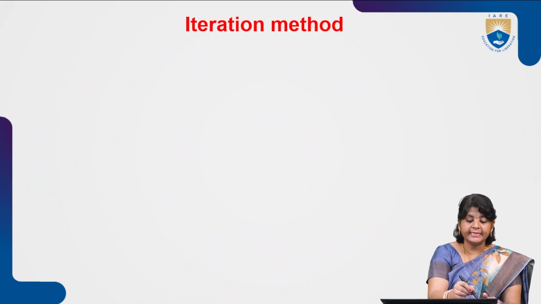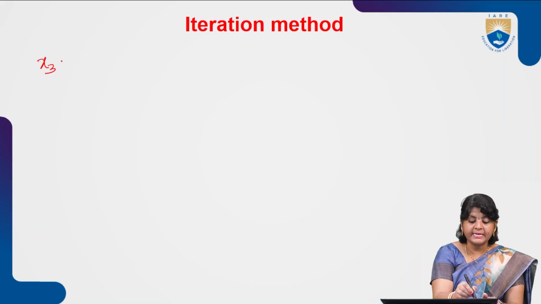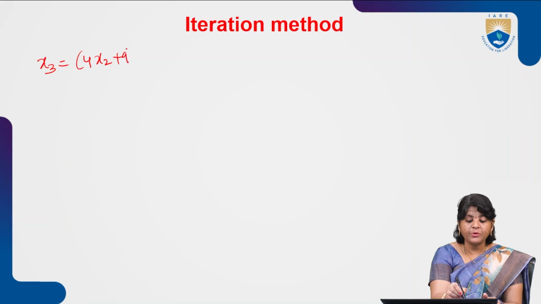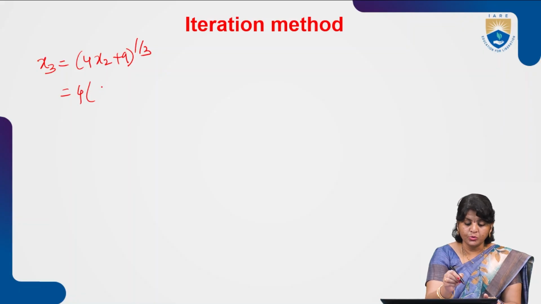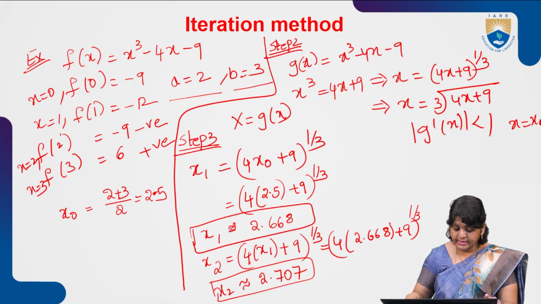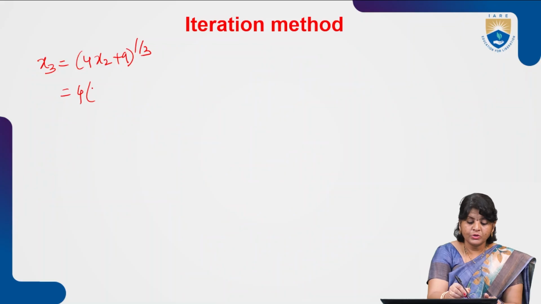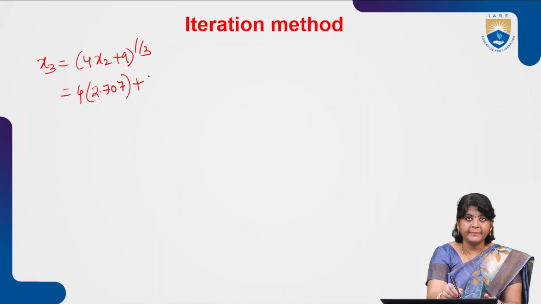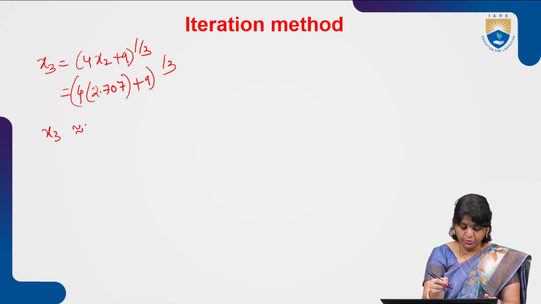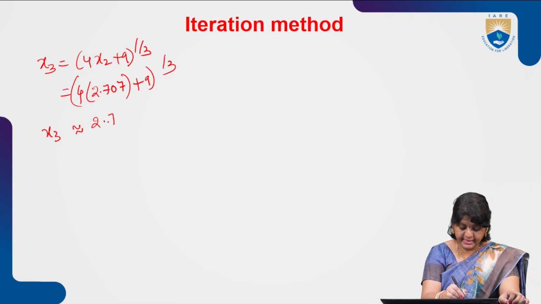And now the third iteration, that is x3 is equal to (4x2 plus 9) whole power 1 by 3. Where 4 into what is x2? Actually 2.707. So (4 into 2.707 plus 9) whole power 1 by 3. So this x3 is approximately equal to how much? 2.712.